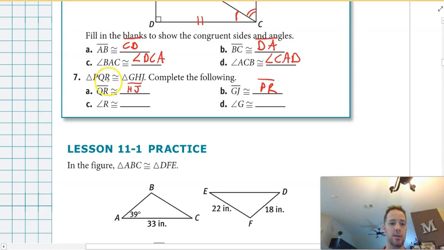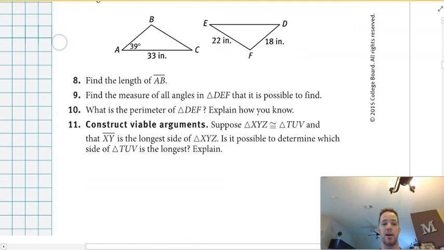Angle R is the last vertex on this triangle, so it should be J. So angle J is congruent there. And G is the first vertex on this one, so it should correspond to the first vertex on the other one, angle P. All right, hopefully that one went well. Let's try the lesson practice.